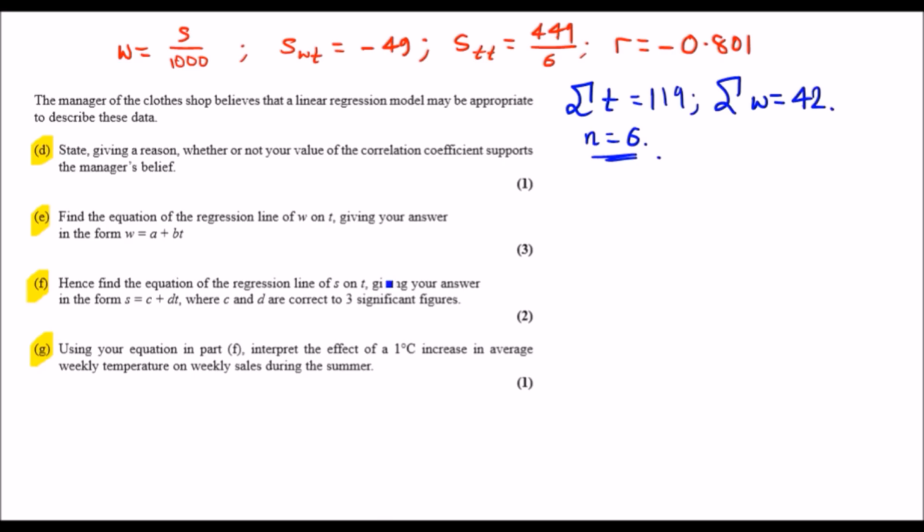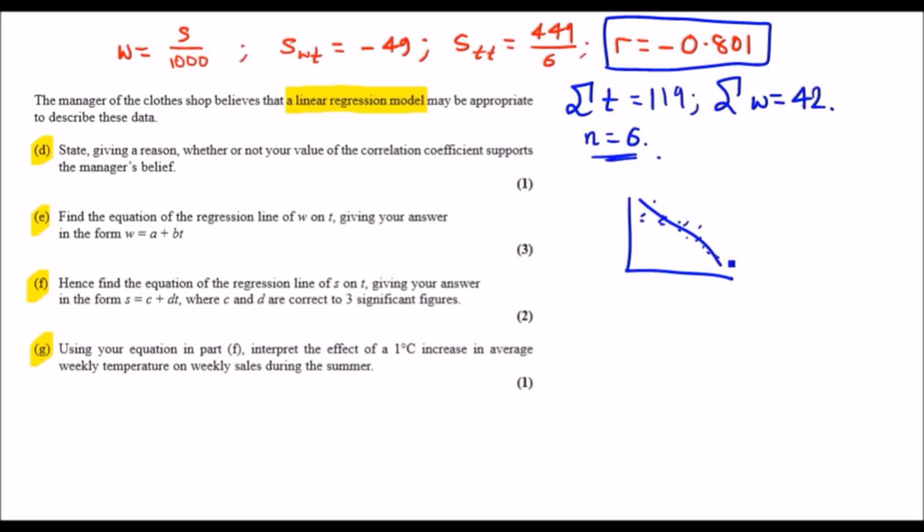According to the manager, he believes that a linear regression model may be appropriate to describe his data. When we look at the data set itself, this value of R is telling us that it's strongly negative. It looks like it's almost perfectly negative. So this means that the data points are all fitting that line, if we had to draw it. If we drew the negative correlation, it will look a bit like this, and the data looks kind of like this. So this is telling me that the line is pretty much straight, it's linear when we do the line of best fit. So yes, it supports.